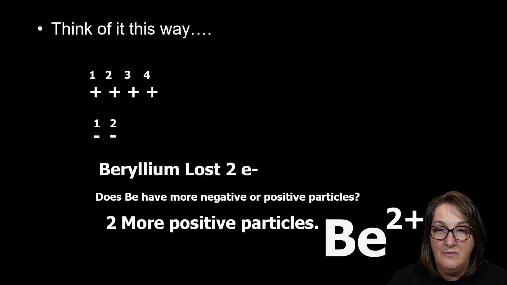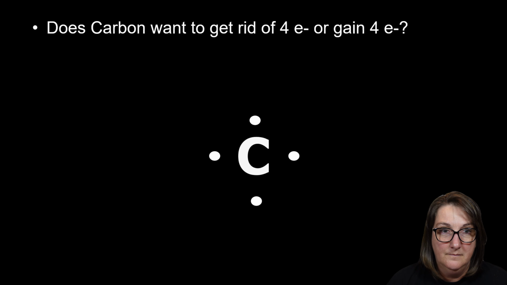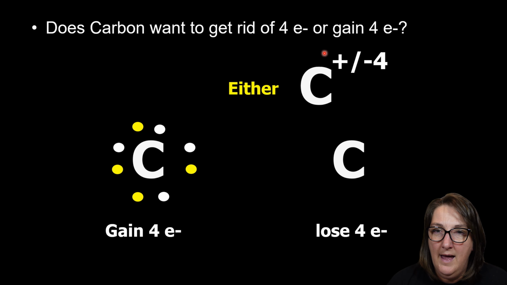So beryllium is going to have 2 more positive particles. Okay, so now we look at carbon, and we have to write it out a little differently than those other ones. Because remember, with carbon, we said we can either gain or lose 4. It's going to take just as much energy for the other. So for me to do that, I can write it like this.